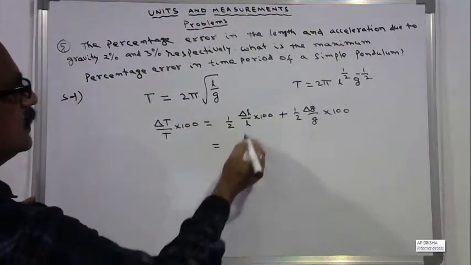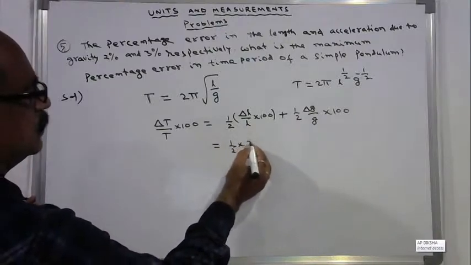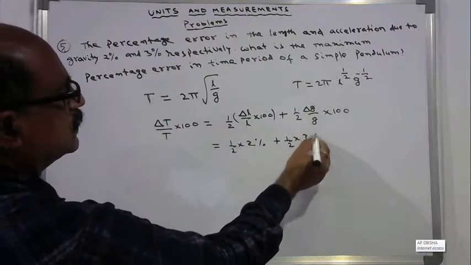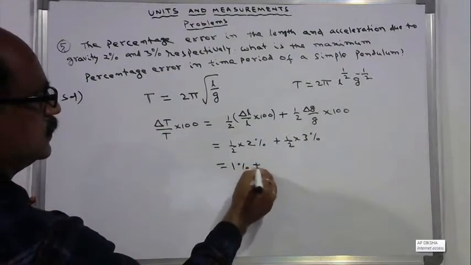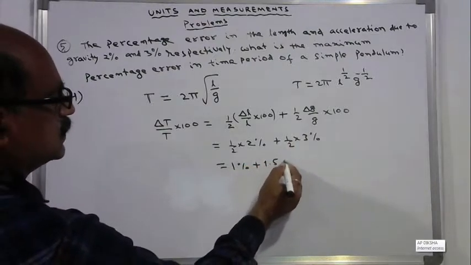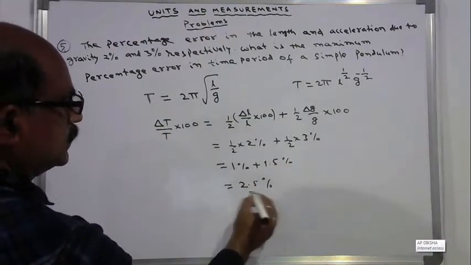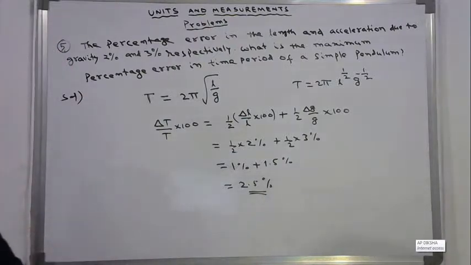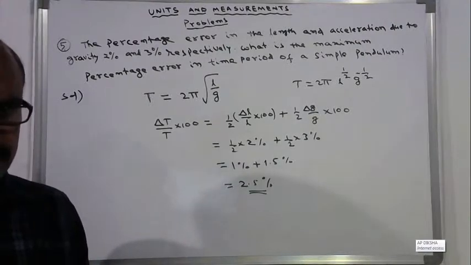So the percentage error in length is given, that is 2%. Half into 2% plus half into 3%. Now this becomes 1% plus this becomes 1.5%. So totally this becomes 2.5%. So the error in the time period is 2.5%. So this is how we have to solve the problem in such cases.